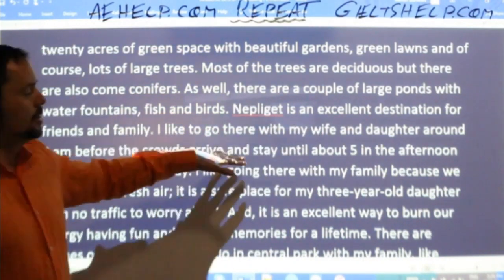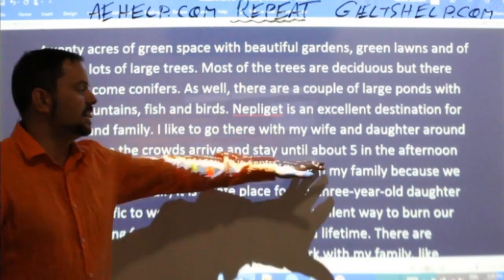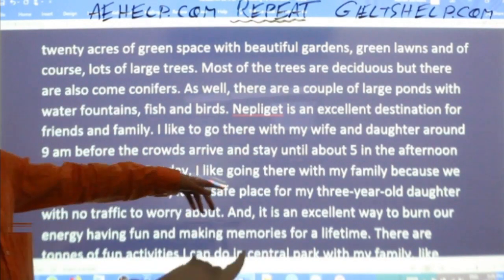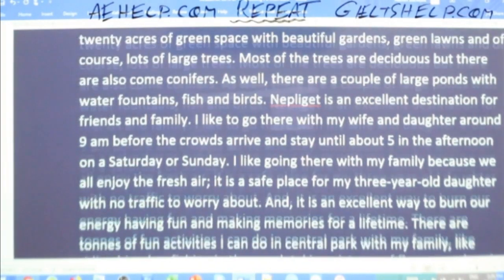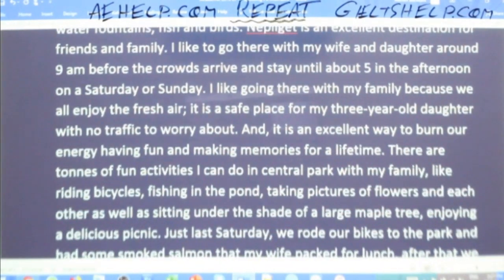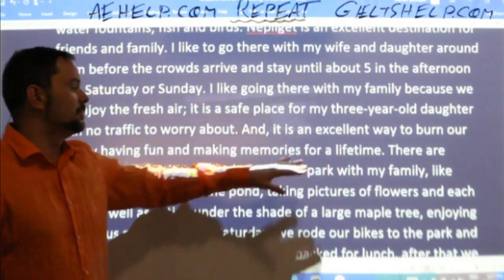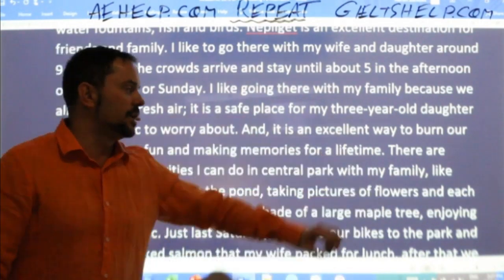I like to go there with my wife and daughter around 9 a.m. before the crowds arrive and stay until about 5 in the afternoon on a Saturday or Sunday. I like going there with my family because we all enjoy the fresh air. It is a safe place for my 3-year-old daughter with no traffic to worry about, and it is an excellent way to burn our energy, having fun, and making memories for a lifetime.